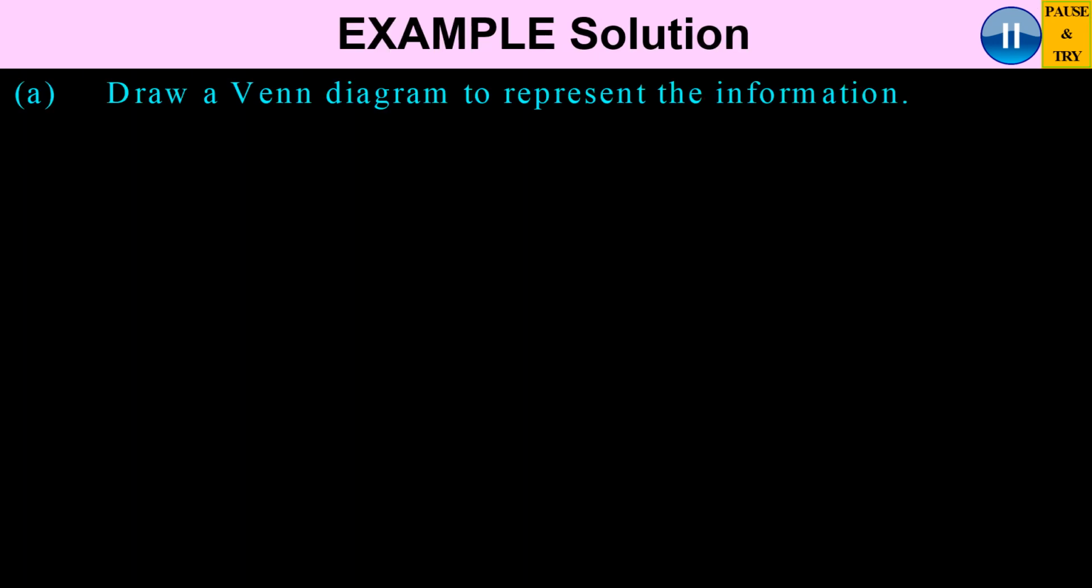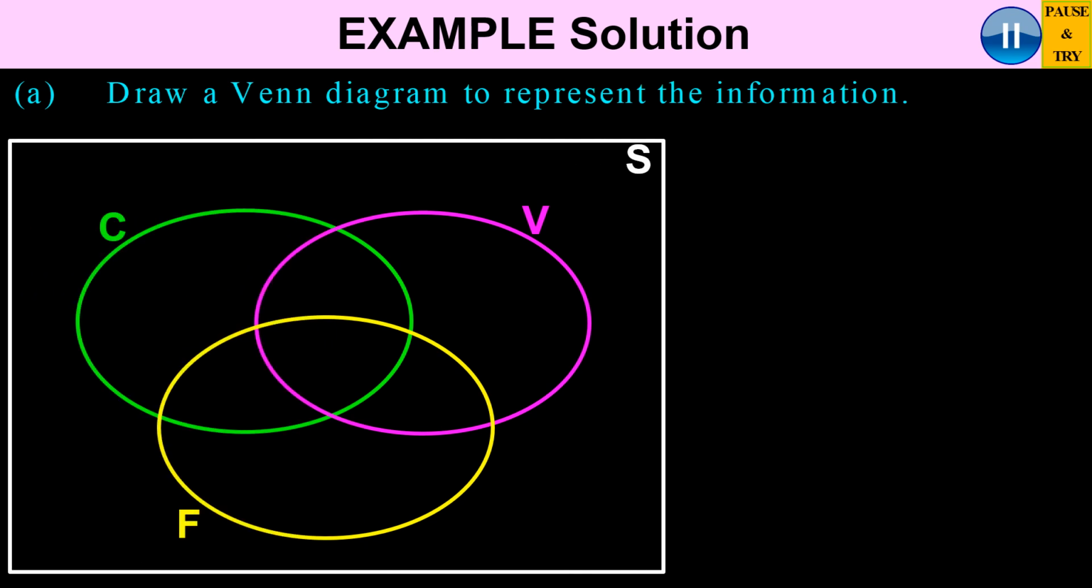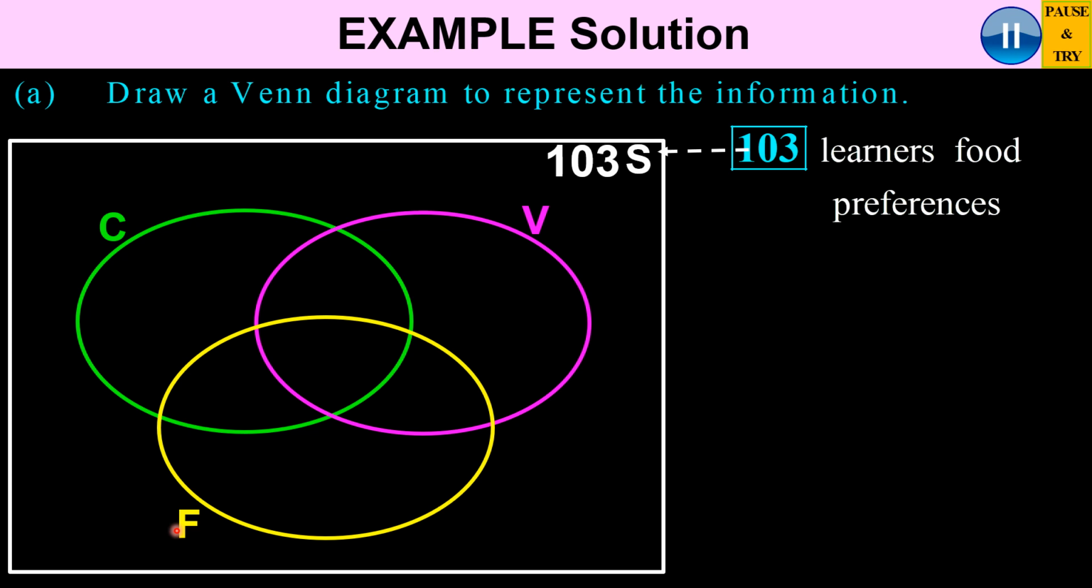Draw a Venn diagram to represent the information. So that is what I need. So I just have my blank Venn diagram there. C stands for chicken, V for vegetables, and F for fish. Okay, let's see what's the first information that's given. 103 learners, food preferences. What's that 103? That is the total number of outcomes in the sample space, 103. Right, so I put the 103 next to the X.